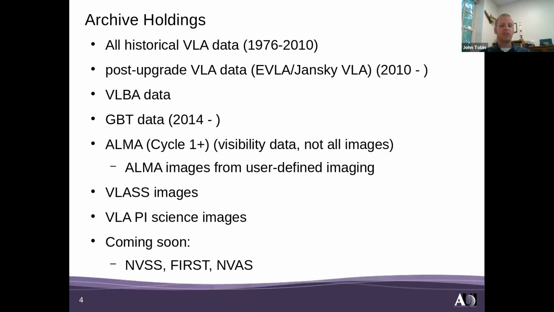We have VLASS images in the archive from epochs 1.1 to 2.1. Once we finish up epoch 2.2, which quick look processing is almost done, then all those images will get ingested into the NRAO archive and can be served from there.